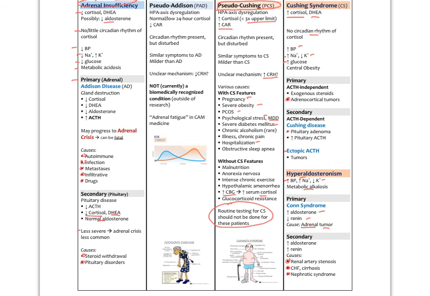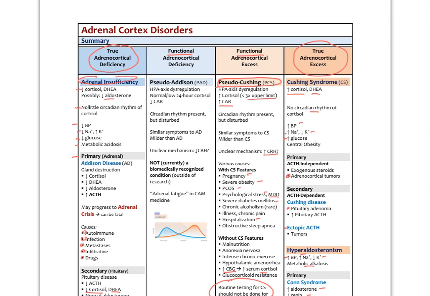Finally, with functional adrenal cortical deficiency, we can call that pseudo-Addison. Again, this is what a lot of people in the naturopathic circle might call adrenal fatigue, but it's going to be the HPA axis dysregulation with a decreased cortisol awakening response, with a circadian rhythm, but we're going to have it disturbed. And symptoms are going to be more mild, but similar to true adrenal cortical insufficiency. Again, maybe have a suppressed CRH.